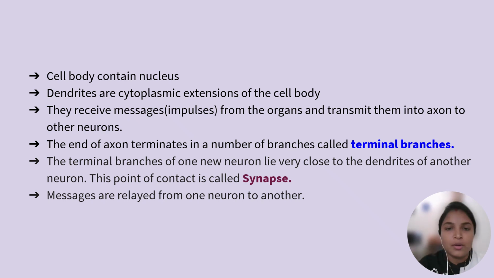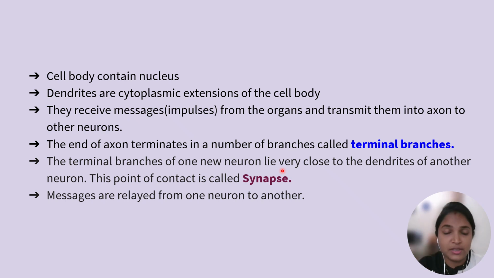Now if I make you learn more detail about the neuron, the cell body contains the nucleus. Dendrites are the cytoplasmic extension of the cell body. They receive messages from the organs and transmit them into the axon and to another neuron. I'll let you know how. The end of the axon terminates in a number of branches called the terminal branches. The terminal branches of one neuron lie very close to the dendrites of another neuron. This point of contact is called the synapse.